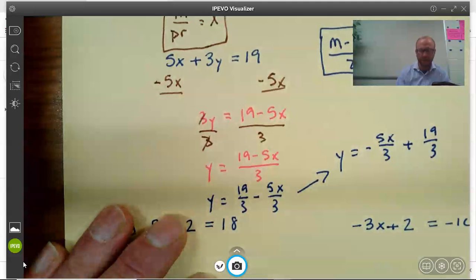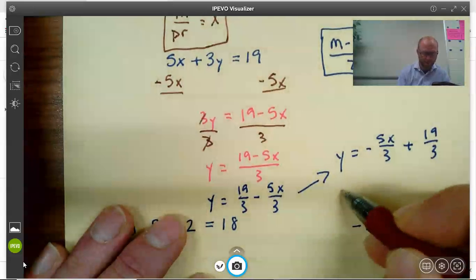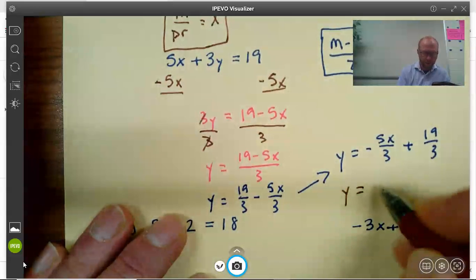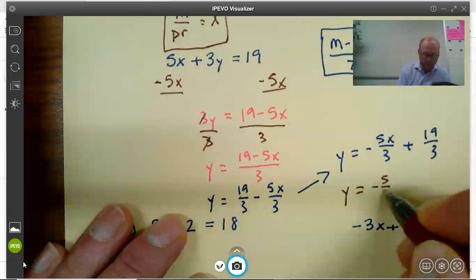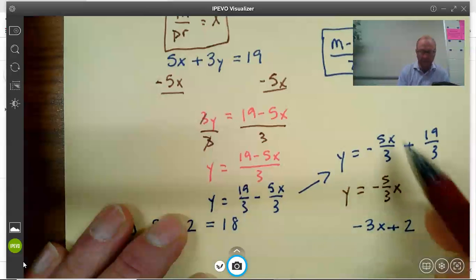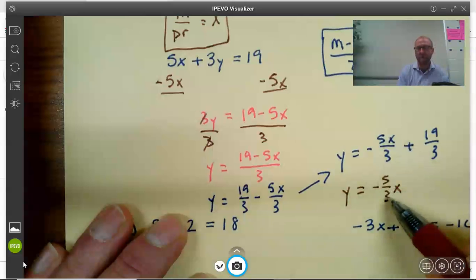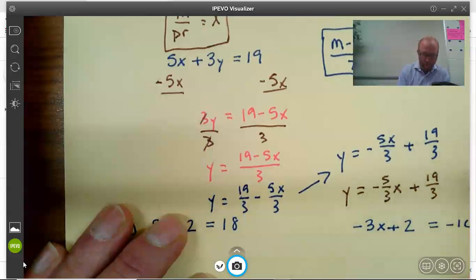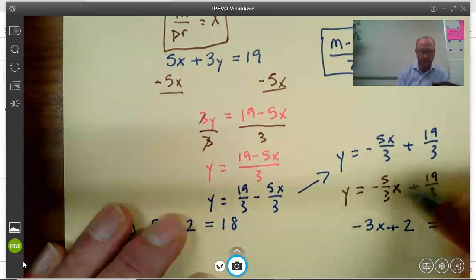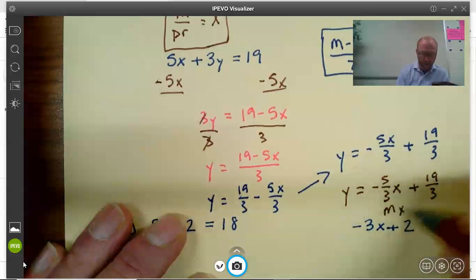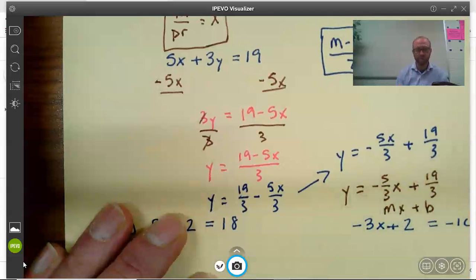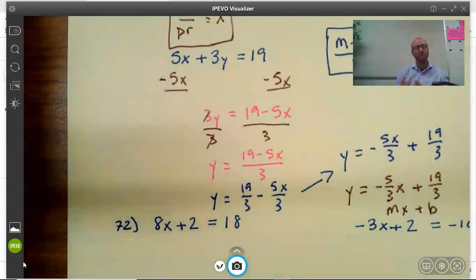So I'm just switching the two around, which is okay, making sure your negative stays with the 5x over 3. And then finally, and you wouldn't have to break this down to this many tiny steps if you're doing it yourself, this becomes negative 5/3 x. So 5x over 3 is the same as 5/3 x, same thing, plus 19 over 3. So now I have it in that mx plus b form, which is like a little bit extra.